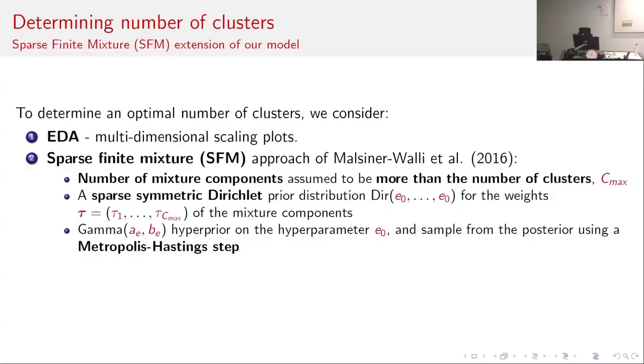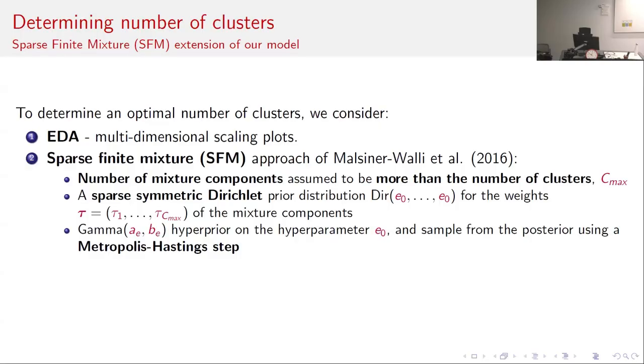But the more formal way that we have is a sparse finite mixture model. And this was proposed by Malsiner-Walli and colleagues. So we just follow the steps that they have proposed. And it's also a very easy extension to move from a finite to a sparse finite mixture, where you can also make inferences for the number of clusters. So in this case, under the sparse finite mixture model, the number of mixture components is assumed to be more than the underlying clusters. So we assume this same mass instead of capital C that we had previously.